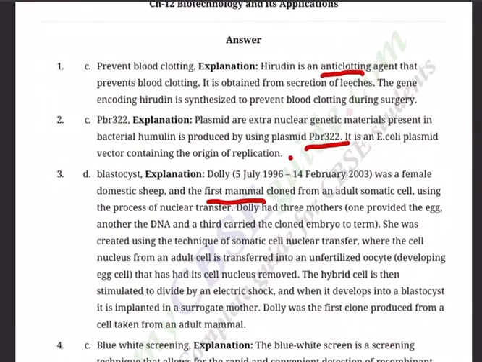It should be C because hirudin prevents blood clotting. Hirudin is an anti-clotting agent that prevents blood clotting. It is obtained from secretion of leeches. The gene encoding hirudin is synthesized to prevent blood clotting during surgery. Next, question 2, C as expected, PBR322, a plasmid or extranuclear genetic material present in bacteria. Humulin is produced by using plasmid PBR322. It's an E. coli plasmid vector containing the ORI, origin of replication.